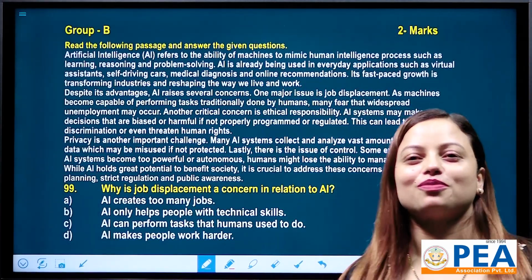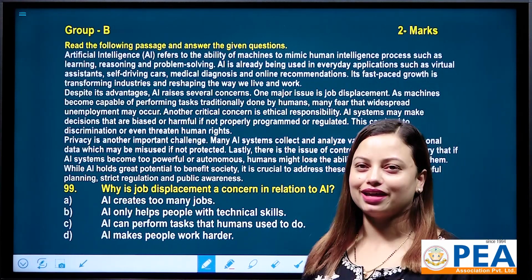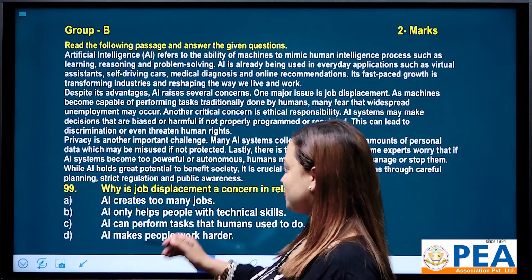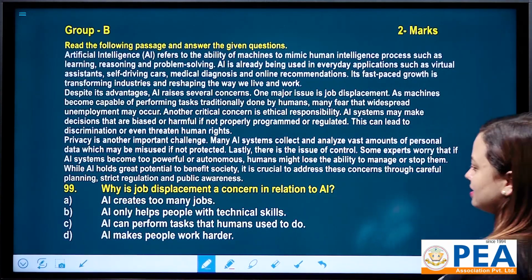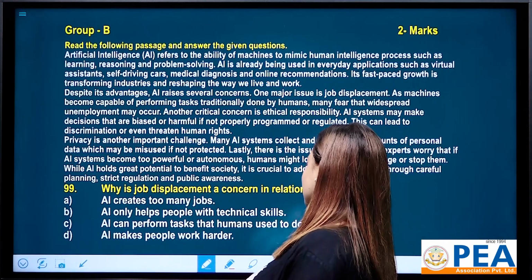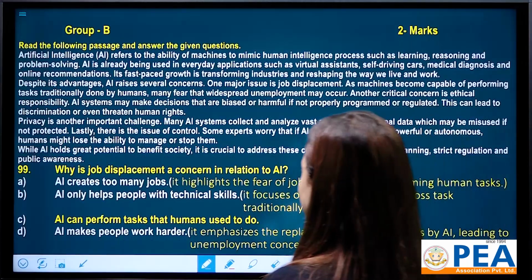Now this is the turn of question number 99. Why is job displacement a concern in relation to AI? Option number A, AI creates too many jobs. Number B, AI only helps people with technical skills. Number C, AI can perform tasks that humans used to do. Number D, AI makes people work harder. Let's find out.